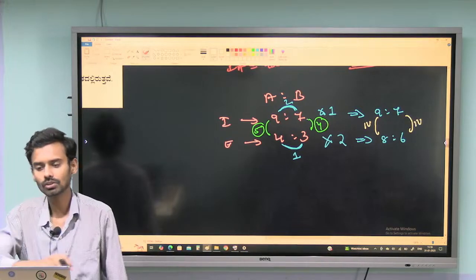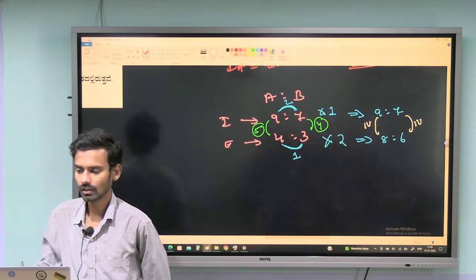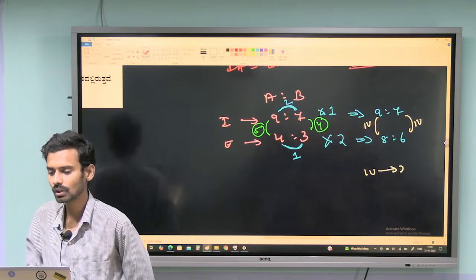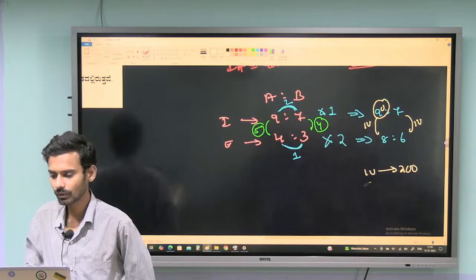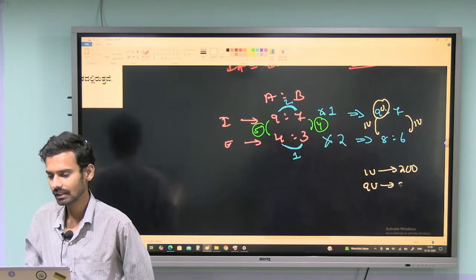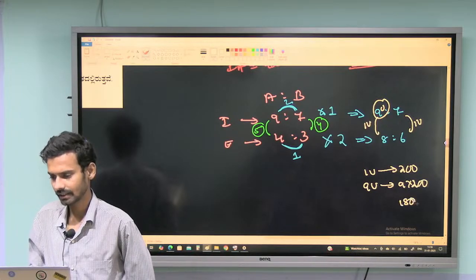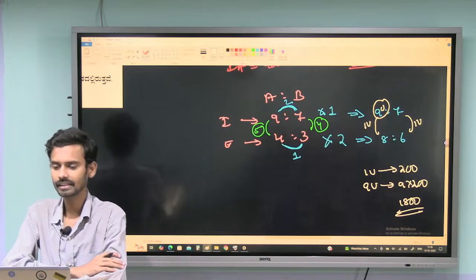Now can I apply the short trick because the differences are equal? And according to the question, both are saving 200 rupees, which means 1 unit value is 200. Now income of A is 9 units, so I want the value of 9 units, which is 9 into 200, which is 1800. Understood how to modify the ratio?